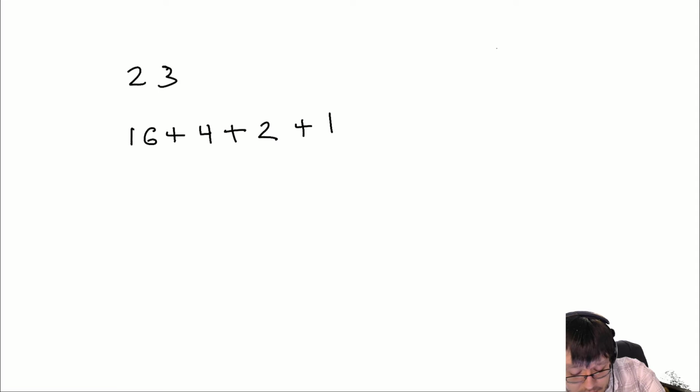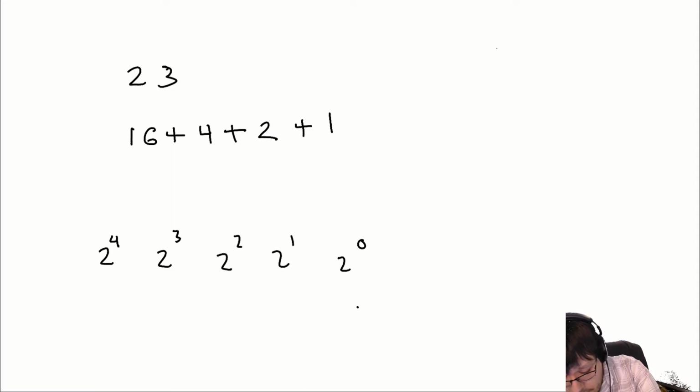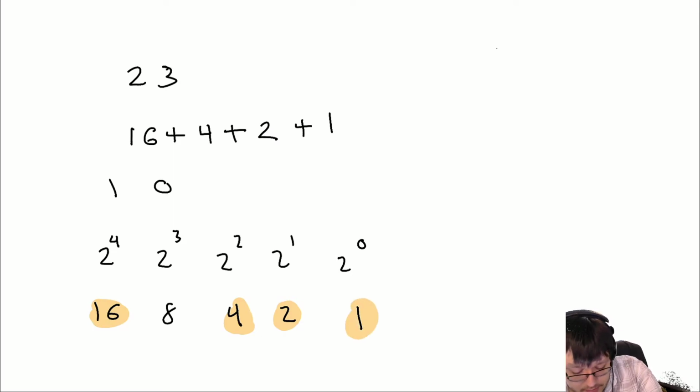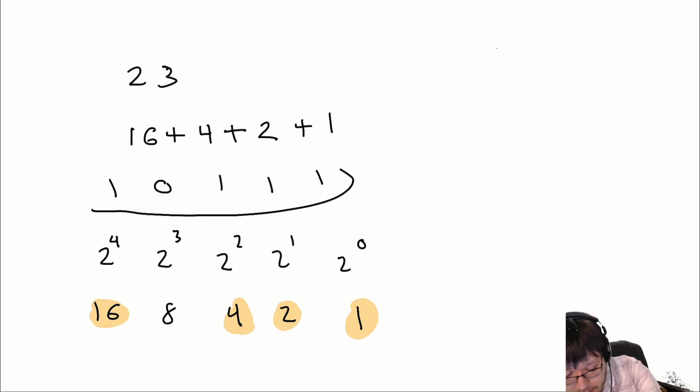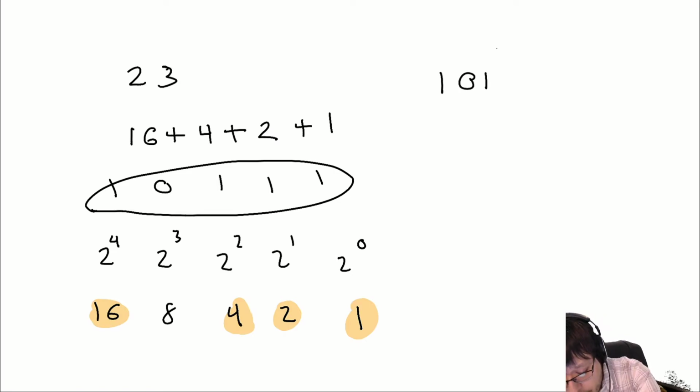So essentially we have 2 to the 4th, 2 to the 3rd, 2 to the 2nd, 2 to the 1st, and 2 to the 0. This of course is 1, 2, 4, 8, and 16. And so we have basically this one, this one, this one, and this one. So this is basically 1, 0, 1, 1, 1. So this is the binary representation of 23. Yeah, so 23 in binary is 0, 1, 0, 1, 1, 1.